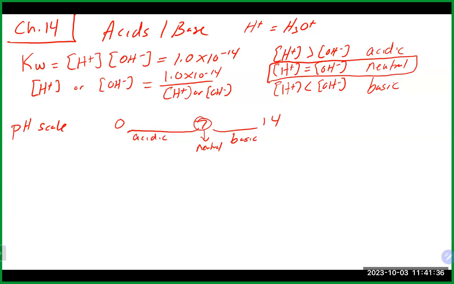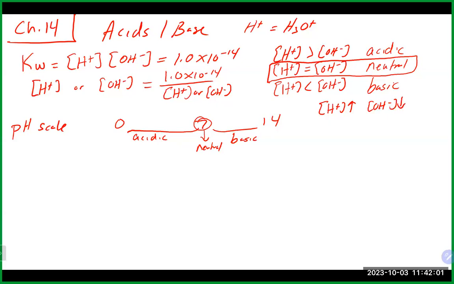If it's basically 7 with some rounding, it will still be considered neutral. But if it's like 7.1, then it's slightly basic, and if it's less than 7, it'll be slightly acidic. The relationship is that as the H plus concentration goes up, the OH minus concentration goes down. So they run opposite of each other.